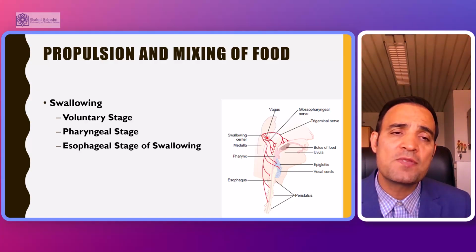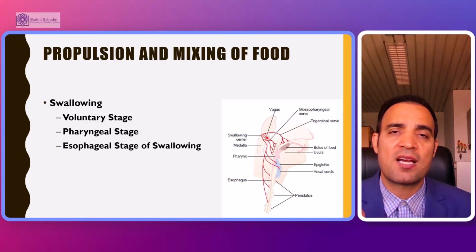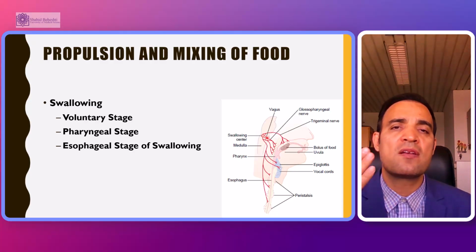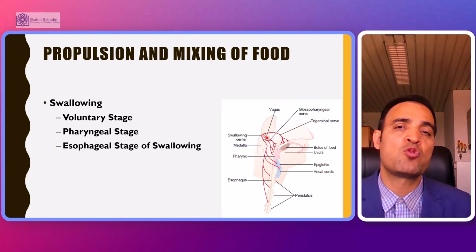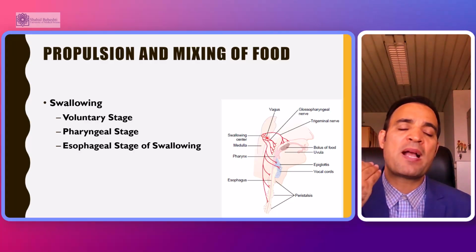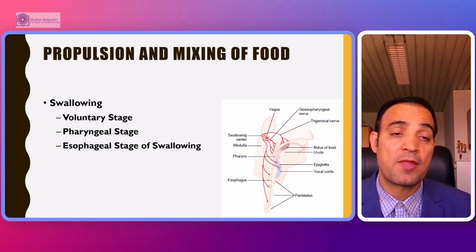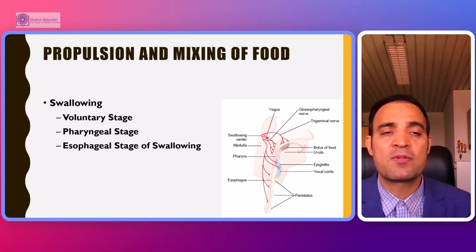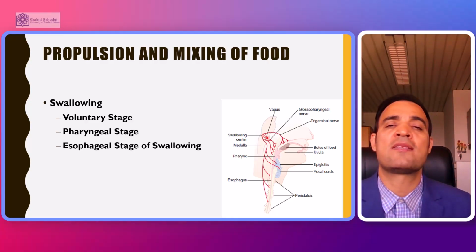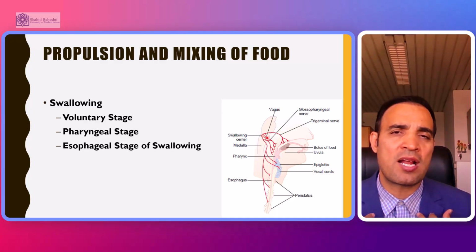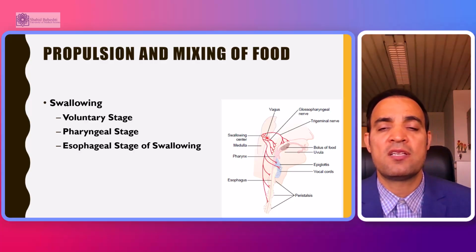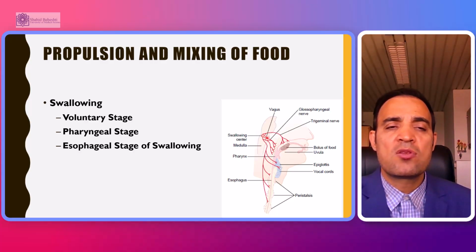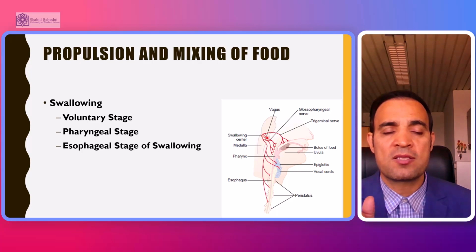The first stage is voluntary. We decide when to start the swallowing, and then we push our tongue and push the food backward and start this step. Then the next step is pharyngeal, which is a reflex mechanism. It is not under our control. And finally, we have the esophageal stage of the swallowing. Let me discuss each of them separately.